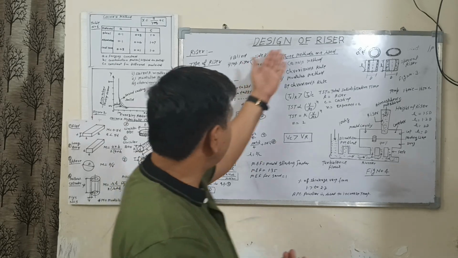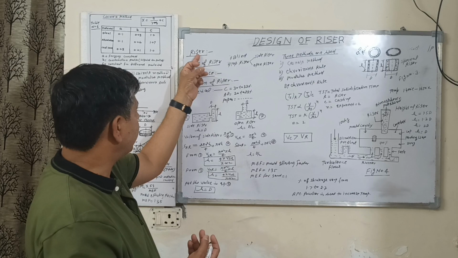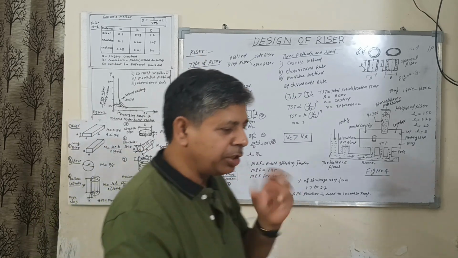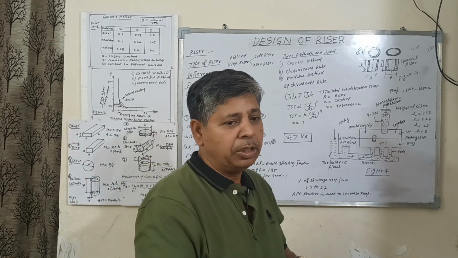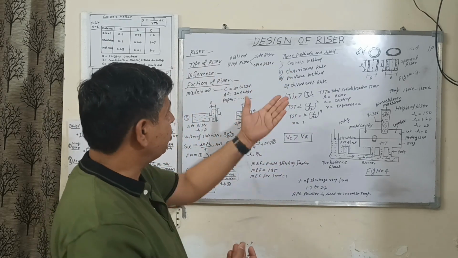Today my topic is design of the riser. First I am telling you, so what is the riser? It is a feeder or reservoir of the molten metal. It is used for a casting process.